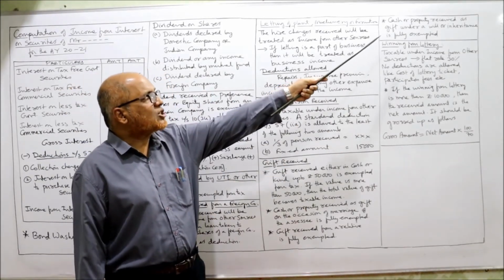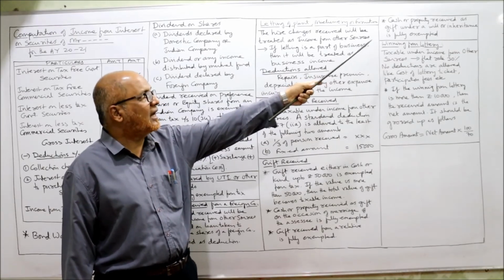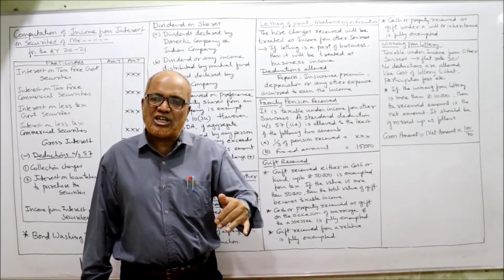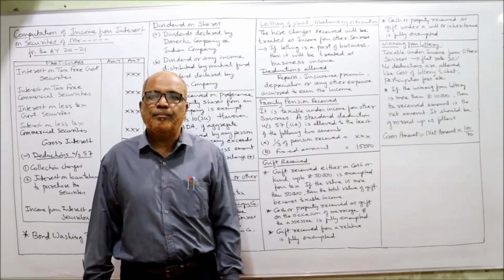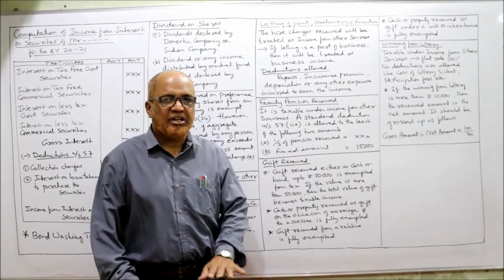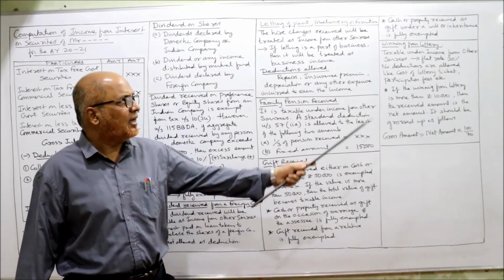Next is cash or property received in gift under a will or inheritance is fully exempted. So any gift received either in cash form or in kind form, according to the will of the person or according to inheritance, it is fully exempted. So these are the few points you have to remember regarding gift.